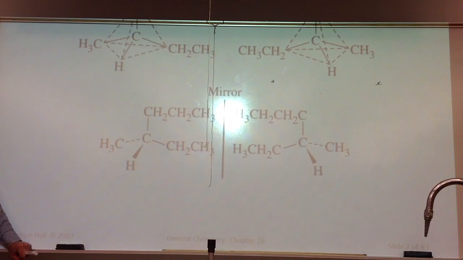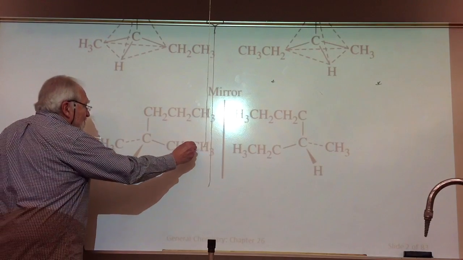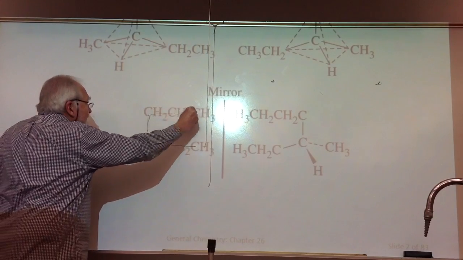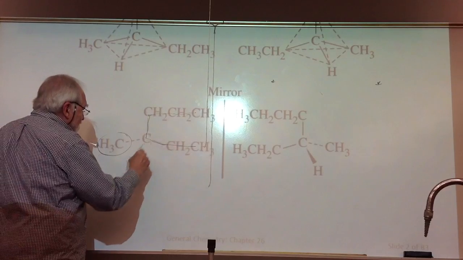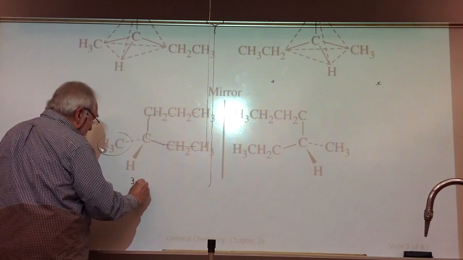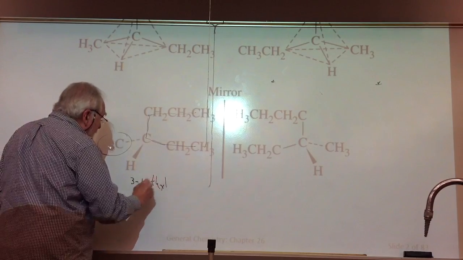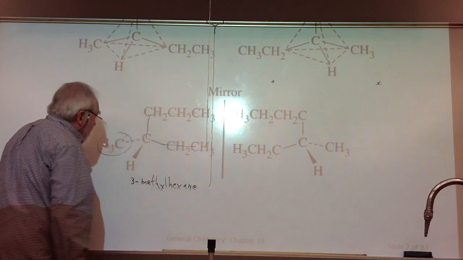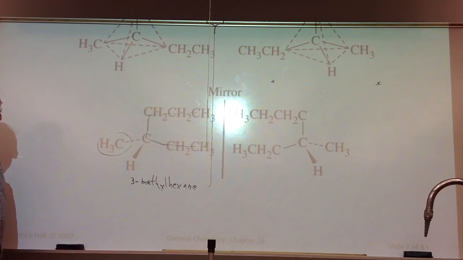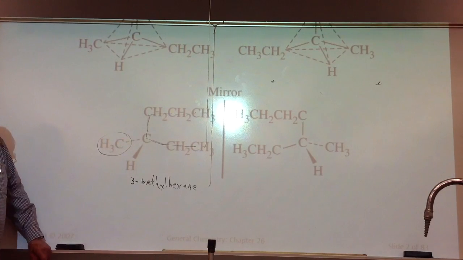Because we already know how to name them. First of all, it's an alkane, right? So we want to find the longest carbon chain. 1, 2, 3, 4, 5, 6. Right? Constituent. So it's 1, 2, 3. 3 methyl hexane. And that's 3 methyl hexane also.